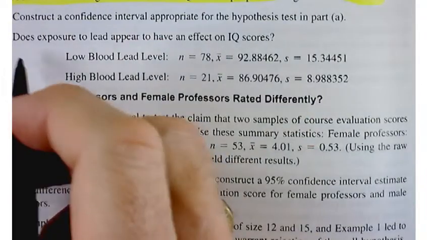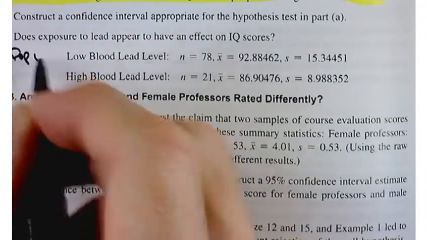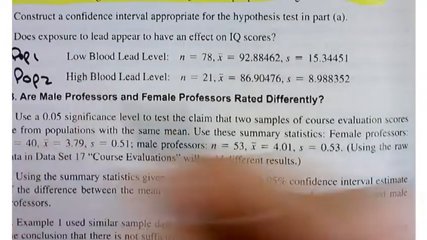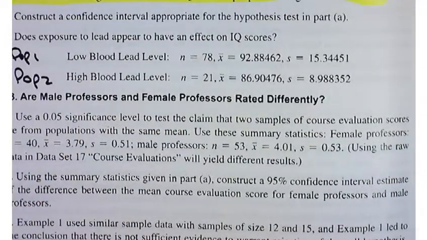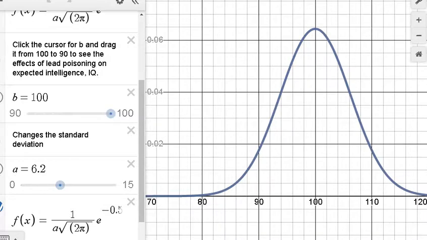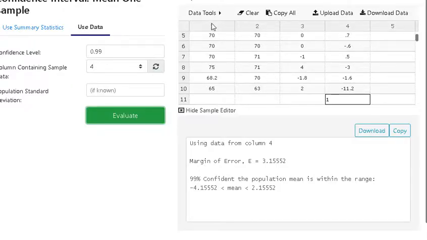So this is going to be my population 1. This will be population 2. I've got samples of both of these populations. Let's enter them into StatDisk. Hopefully you're signed on. Let's see, StatDisk, there we go.